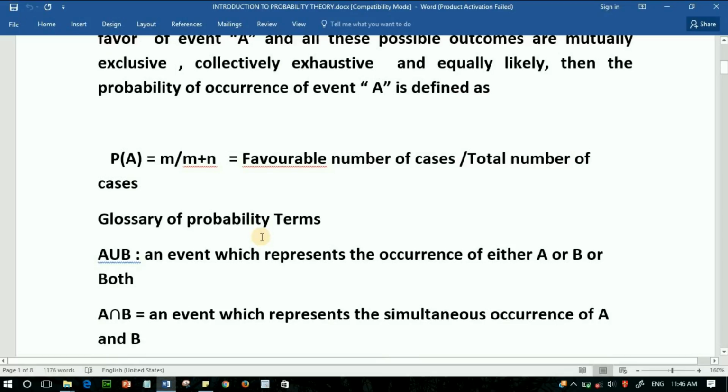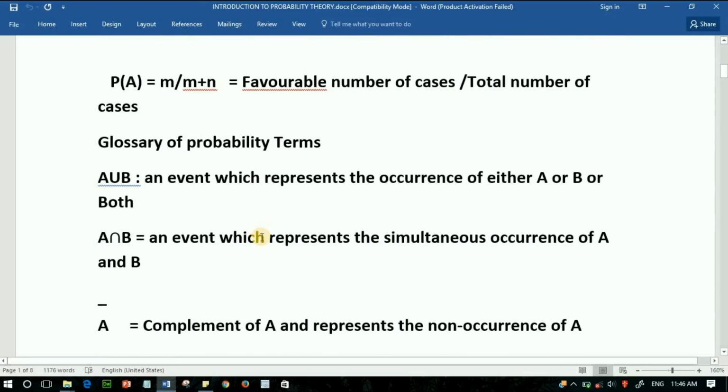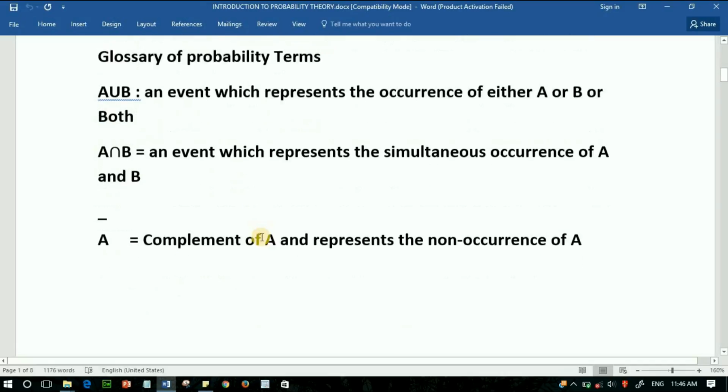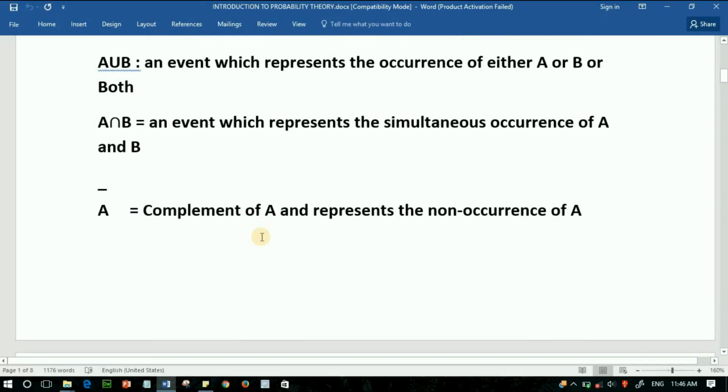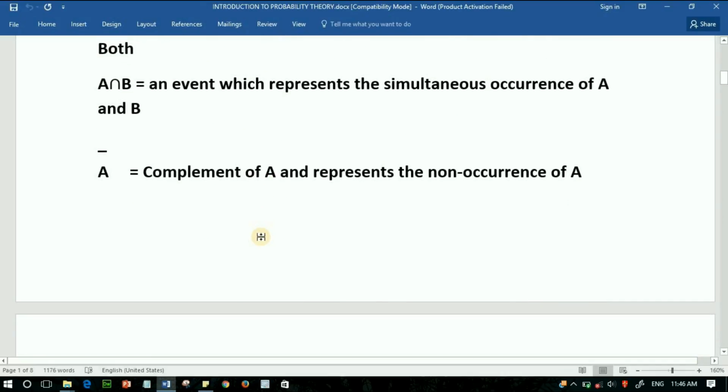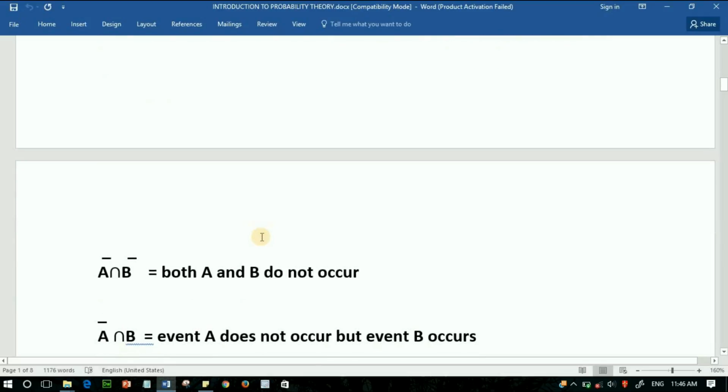Then there are probability terms related to set theory. A union B means an event which represents the occurrence of either A or B or both. A intersection B is an event which represents the simultaneous occurrence of A and B. A bar, the complement of A, represents the non-occurrence of A. A bar intersection B bar means both A and B do not occur.